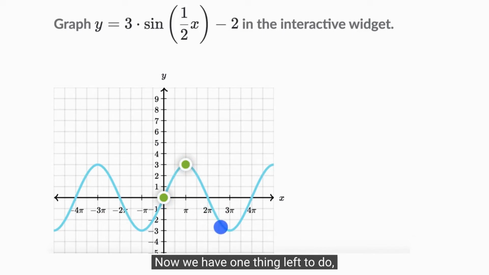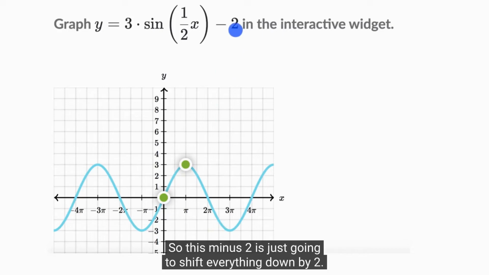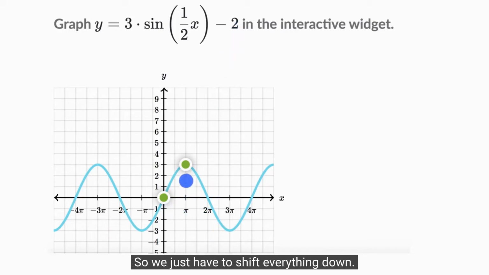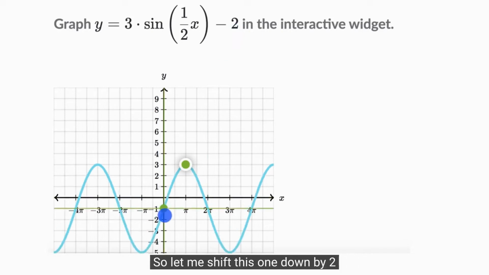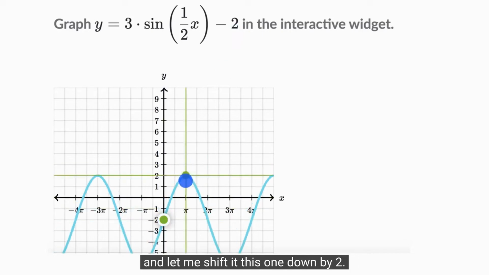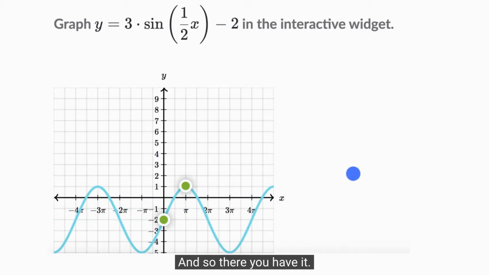Now we have one thing left to do, and this is this minus 2. So this minus 2 is just going to shift everything down by 2. So we just have to shift everything down. So let me shift this one down by 2, and let me shift this one down by 2. And so there you have it.